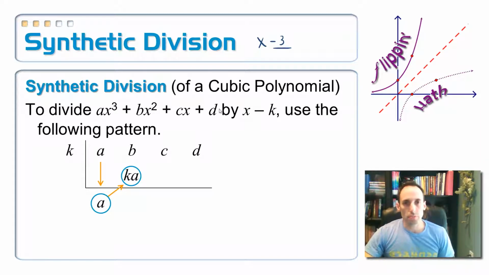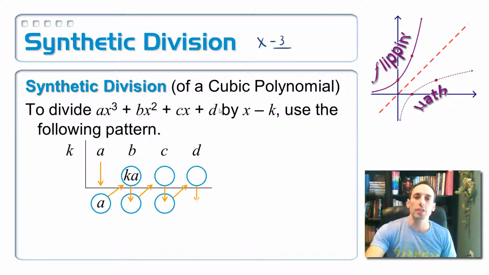That's kind of strange because before when we were doing division, we subtracted it. Here, we're going to add these columns together. So this would be b plus ka. I'm not going to put that in that little circle, but that's what it would be. Okay, and you just keep proceeding in this exact manner over and over until you're all done.